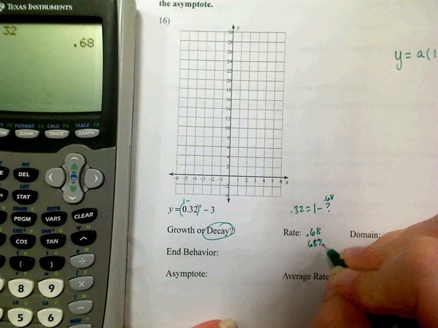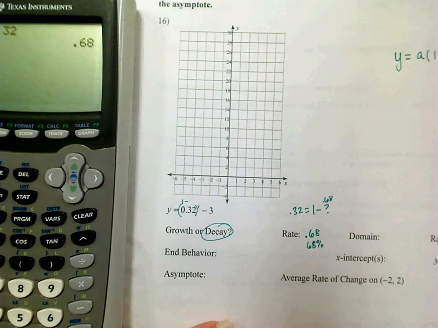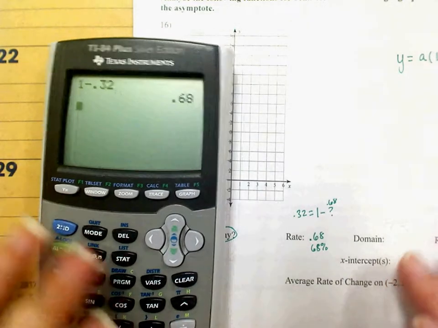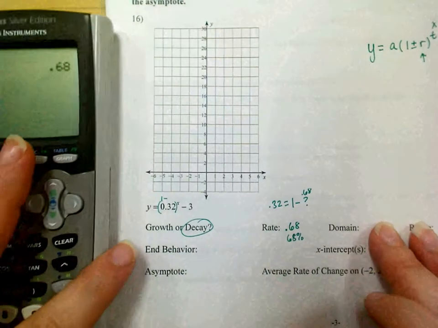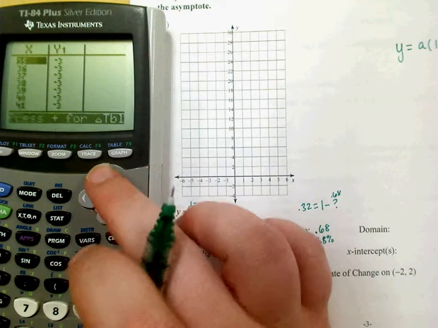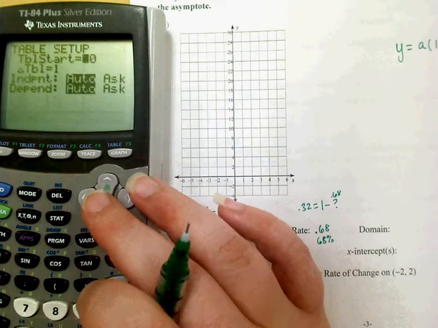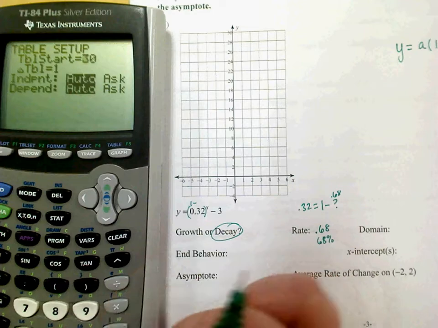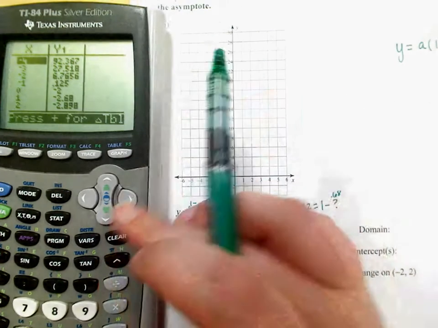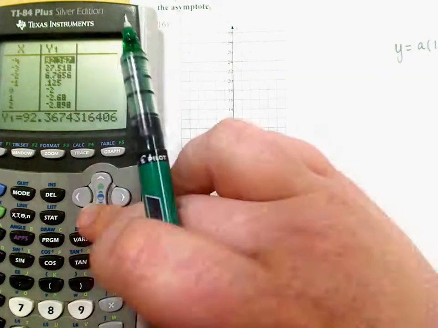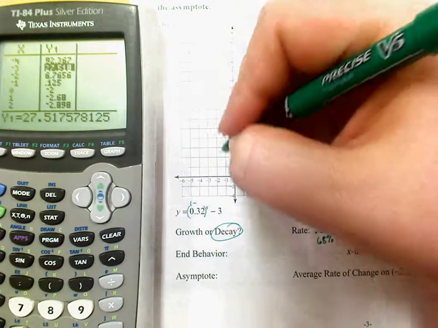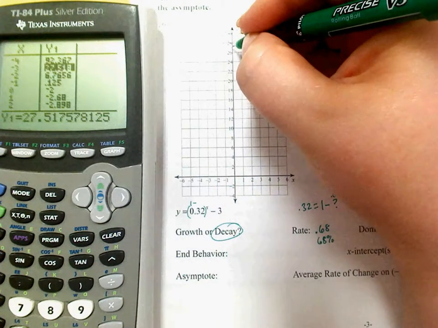Okay? I actually do need to plot these points, so I'm going to go ahead and go to my table and do that real quick. So second table, and I'm going to go table start and have it start at negative 4. Let's see what happens. At negative 4, I'm at 92, and I cannot see that. At negative 3, I'm at 27.5. So there's 27, so 27.5 is somewhere in there.